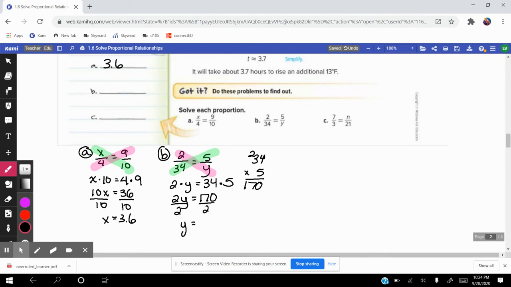And I get y equals 170 divided by 2. 2 can't go into 1. 2 can go into 17 8 times. So I'm going to subtract 16. So bring down that 0. 2 can go into 10 5 times. Subtract that. So y equals 85.